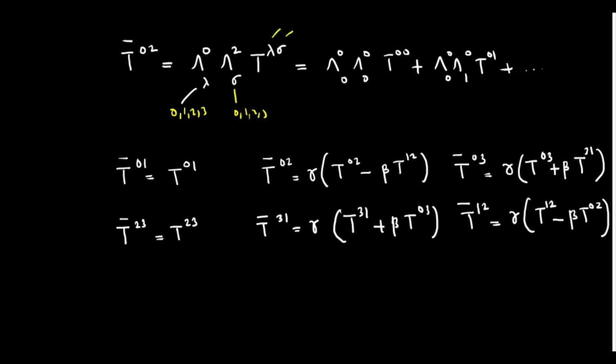ഓക്കെ, ഇത് നേരത്തെ എഴുതിയ ആ 6 ട്രാൻസ്ഫോർമേഷൻസിനോട് വളരെയധികം സിമിലാരിറ്റീസ് കാണിക്കുന്നതാണ്. ഓക്കെ, I will just check it once again. T02 minus beta T12, T03 gamma T03 plus beta T31. Yeah. T23 is T23, T31 is gamma T31 plus beta T03, T12 is gamma T12 minus beta T02. Okay, so we can അതിൻ്റെ കൂടെ തന്നെ നമുക്ക് ആരെയും കൂടെ ഒന്ന് എഴുതി വെക്കാം.